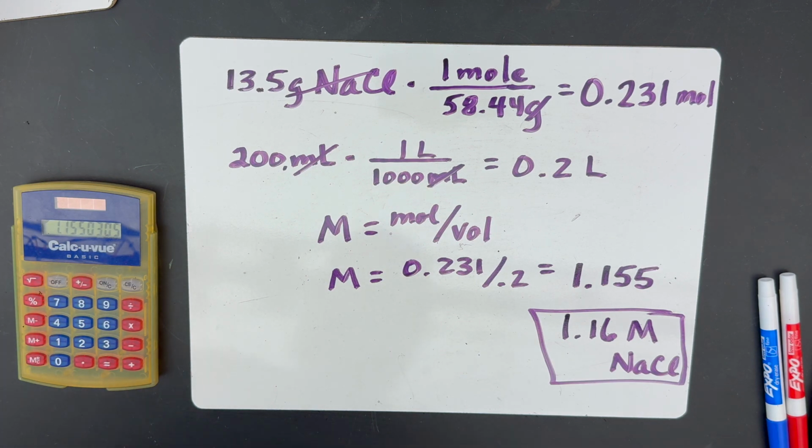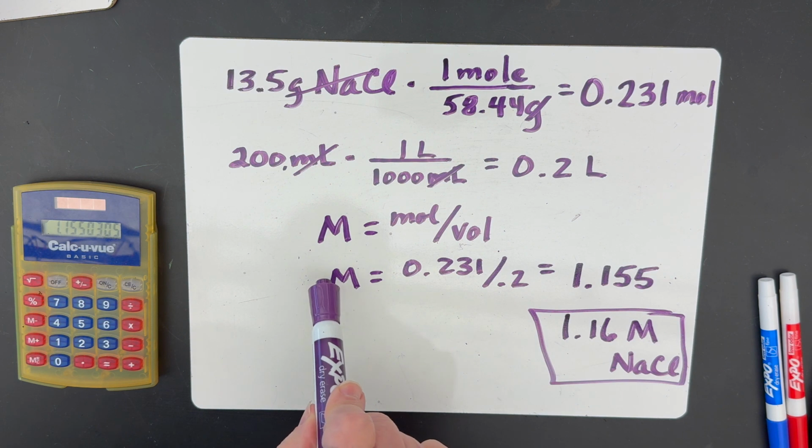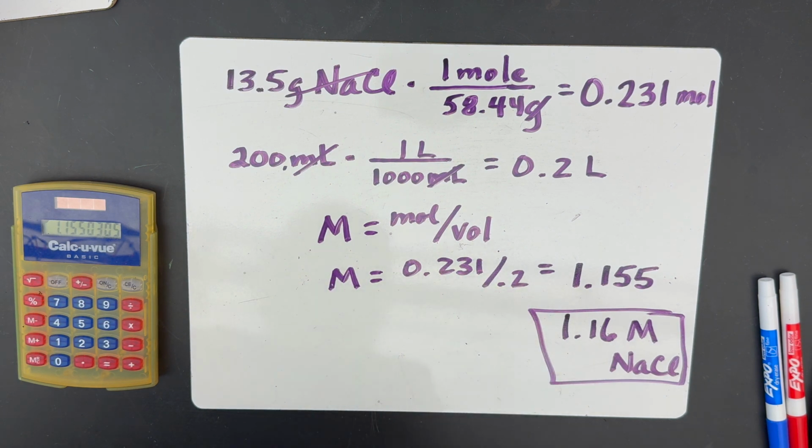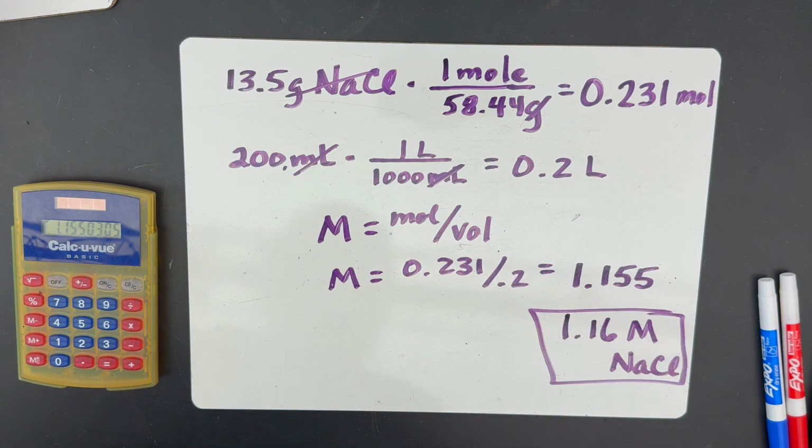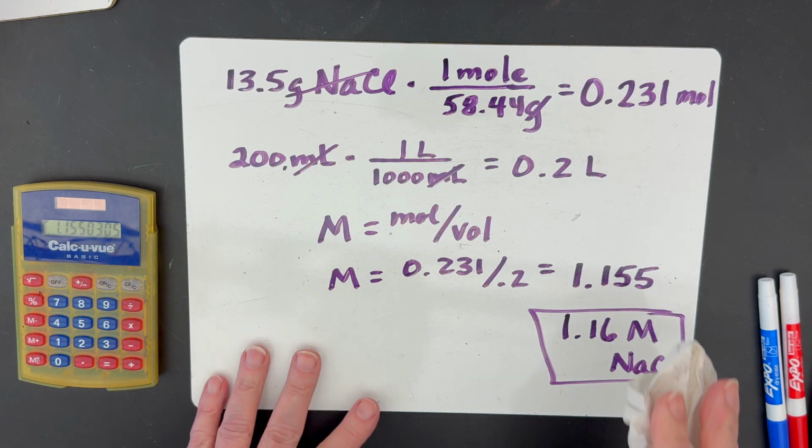If we were asked for moles or grams, our X would be on top and we'd fill in these two numbers. If we're asked for liters or volume, our X would be on the bottom and we'd fill in these two numbers and solve. So if you're asked for molarity, volume, moles, or grams, because you can solve for moles using this equation and then convert it to grams, that's how you would work this type of problem.